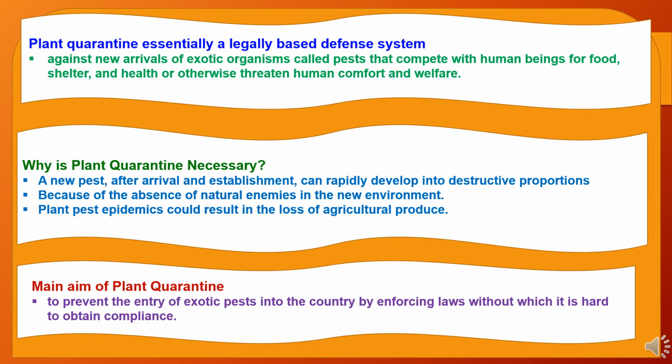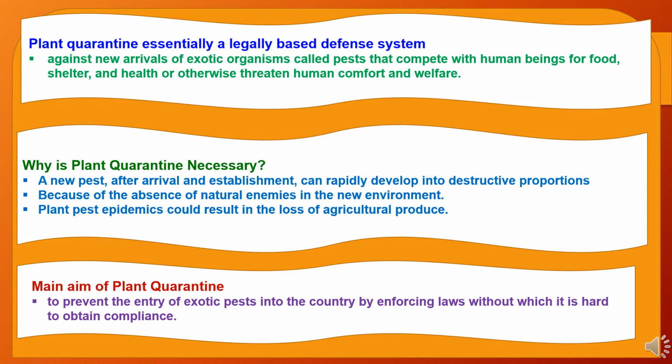As far as plant quarantine is concerned, present day plant quarantine is essentially a legally based defense system against new arrivals of exotic organisms, called pests, that compete with human beings for food, shelter and health, or otherwise threaten human comforts and welfare. Plant quarantine is necessary because a new pest after arrival and establishment can rapidly develop into destructive proportions.